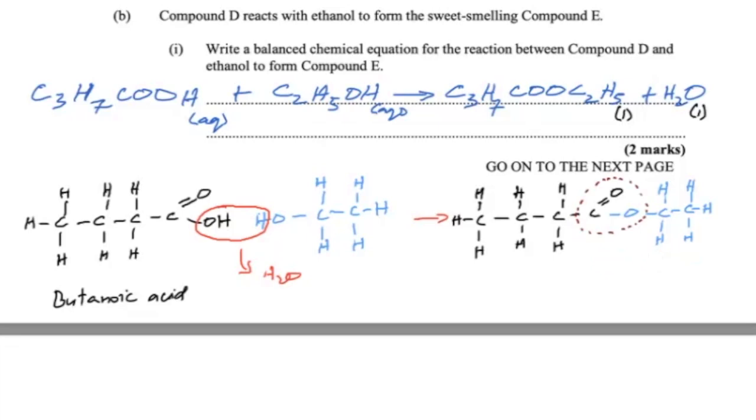I'm going to name it. When we draw the acid part first, but when we're naming, we name the alcohol part first and the acid part last. So this is 2 carbons long, the alcohol part, so it's ethyl. And the acid part is 4 carbons long, so it's butanoate. Ethyl butanoate.